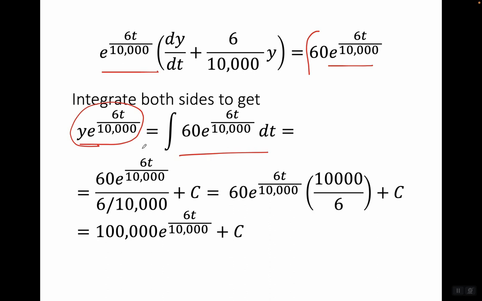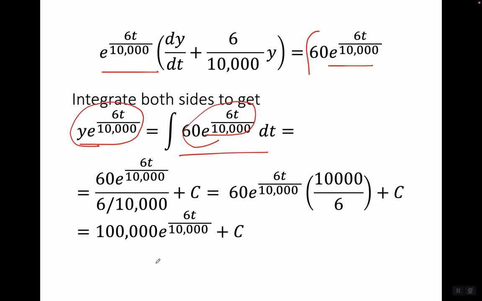We know how to integrate that. You've got the 60, and the antiderivative of e to the 6t over 10,000 is e to the 6t over 10,000 divided by 6 over 10,000. You remember that from calculus, from way back when. So we have this plus c. Dividing by 6 over 10,000 is the same thing as multiplying by 10,000 over 6. We do a little bit of cancellation. The 60 and the 6 cancel somewhat, and we're left with 100,000 e to the 6t over 10,000 plus c.